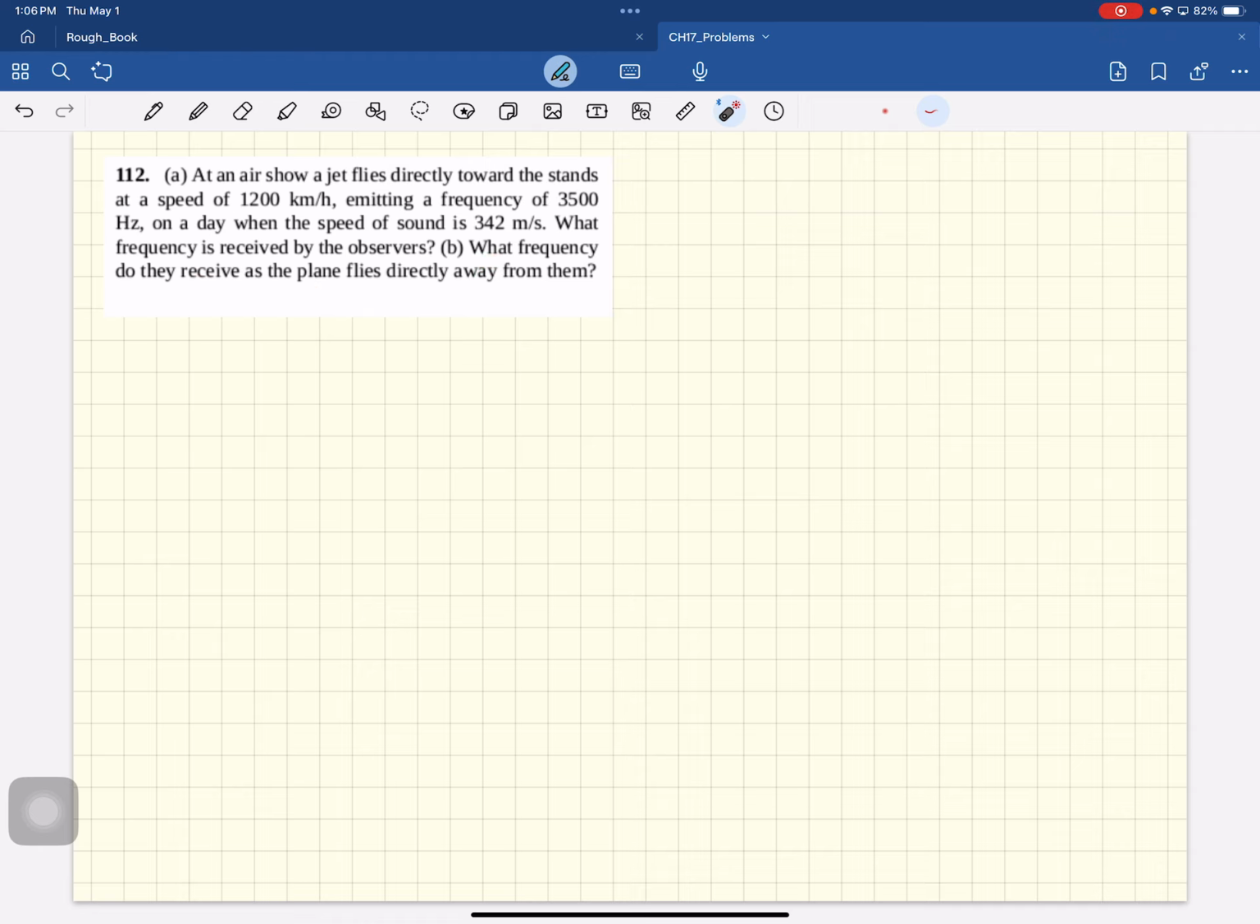Okay. So this is the Doppler effect. When the source moves towards you, you hear a higher pitch, and when it moves away from you, you hear a lower pitch. So F prime, the pitch you hear, is this. V is the speed of sound. VO is the speed of the observer. V minus VS, where VS is the velocity of the source, and F is the frequency emitted.